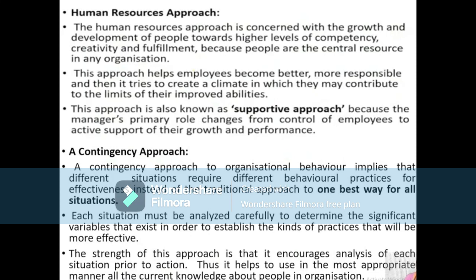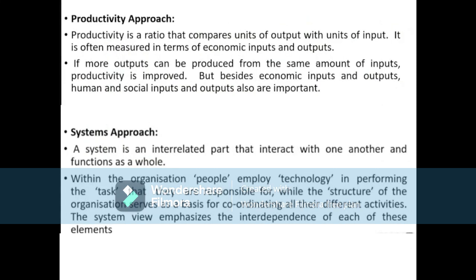Now coming to productivity approach. What does productivity approach mean? It is a ratio that compares units of output with units of input. It is often measured in terms of economic inputs and outputs. It measures efficiency in optimizing the resources of the organization, that is known as the output to input ratio, meaning efficiency: how efficient the manager is in utilizing and maximizing the resources of the organization.